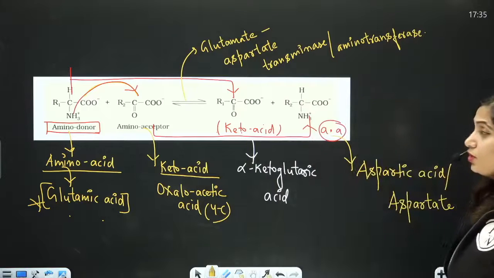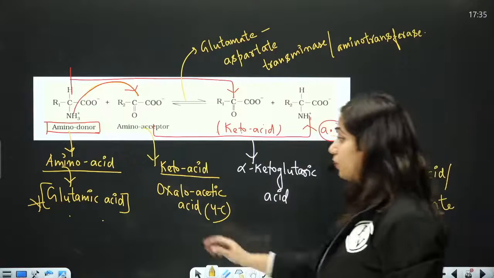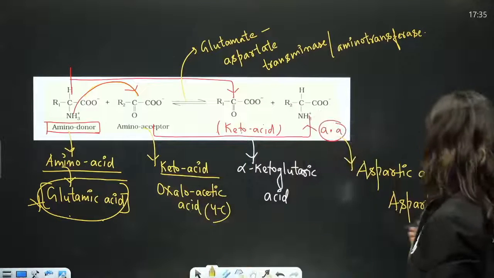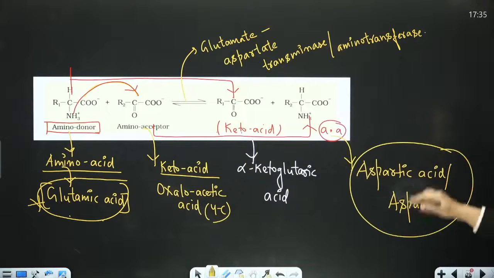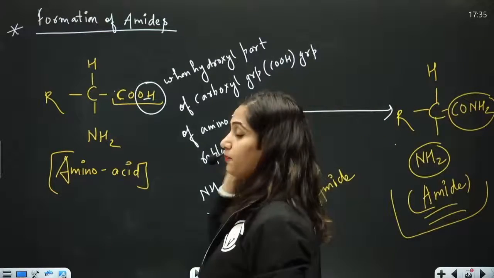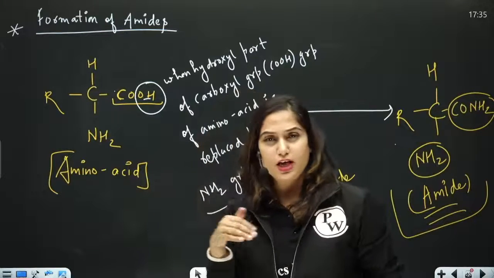Are you getting my point? So here, with the help of glutamic acid, I have made another type of amino acid, that is aspartic acid. So this is transamination. Now, the plant has made different kinds of amino acids.